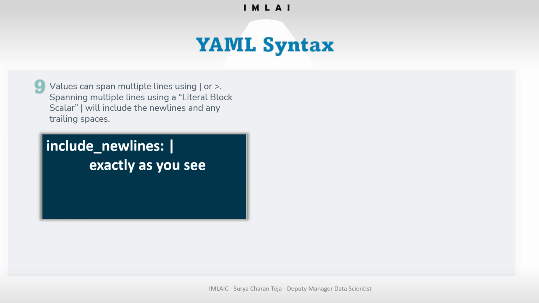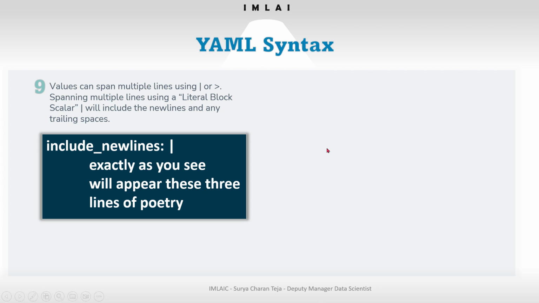So, example: include new lines. This is the key for us. The values are, we want to put those values in 3 lines, as you're seeing on the screen. Exactly as you see, these 3 lines of poetry will appear. So this is how I want to represent it. Like this, you need to use a vertical bar.